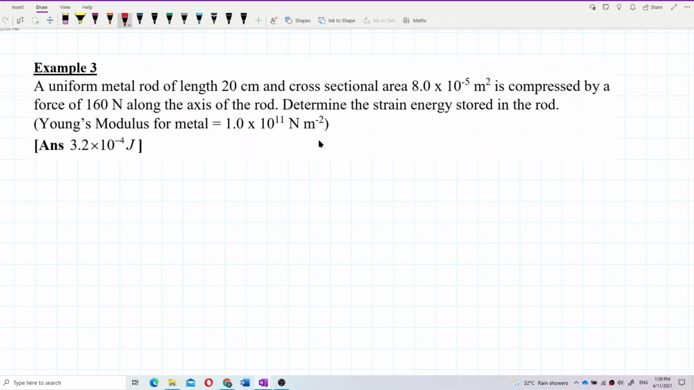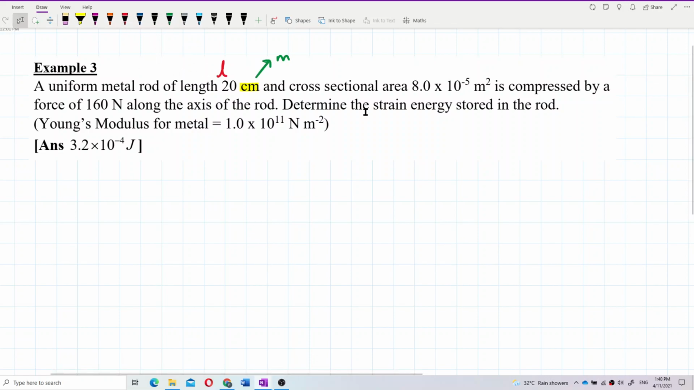So, information given is the length. Be careful with the unit. Let's look at all the units. The rest are SI unit. Only the centimeter you need to change to meter. Be careful with all the units, yeah? That's the first thing you should check.